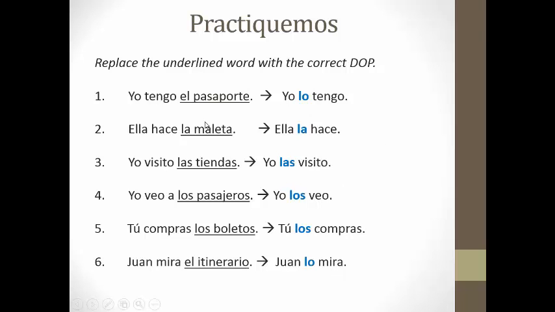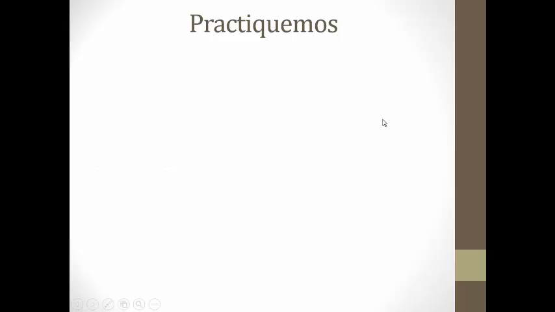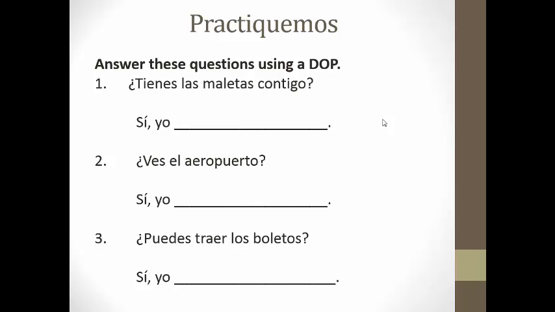Okay. Hopefully you did well on this and you were able to replace your direct object with the correct direct object pronoun. We've got a couple more practice sentences to do. This one is a little bit more challenging. The directions say, answer these questions using a DOP. Look at the first question. It says, ¿Tienes las maletas contigo? Do you have the suitcases with you? Yes, I have them. Okay, so you've got to do 2 things here.